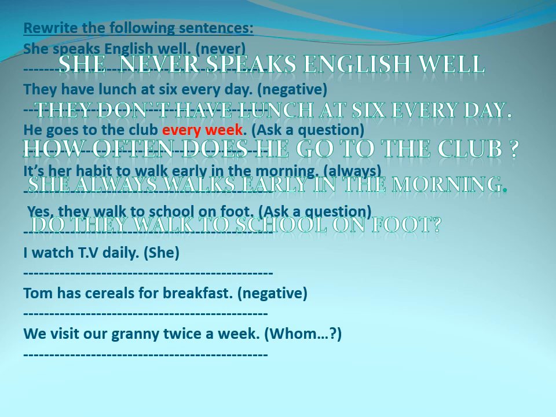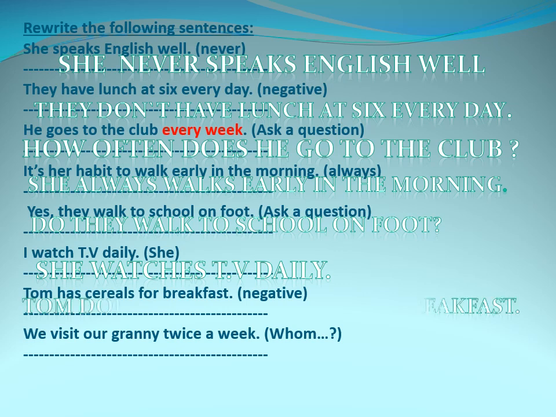Okay, I watch TV daily. If I'm going to put she, I should change the verb watch into the present simple with the third person, which is she. So I have to add es to the verb. So the answer should be she watches TV daily. Tom has cereals for breakfast. Again, we have has, which is present. So I want to put negative. With Tom, I say don't or doesn't. Of course, doesn't. And I change has into the infinitive. The infinitive form of has is have. So I'll say Tom doesn't have cereals for breakfast.